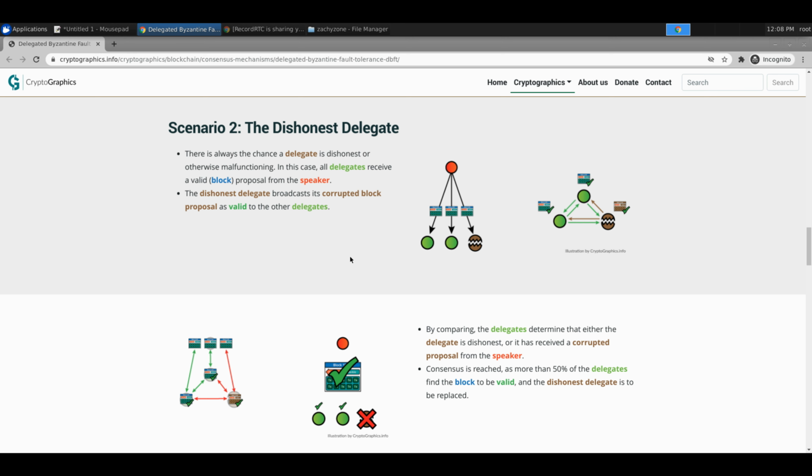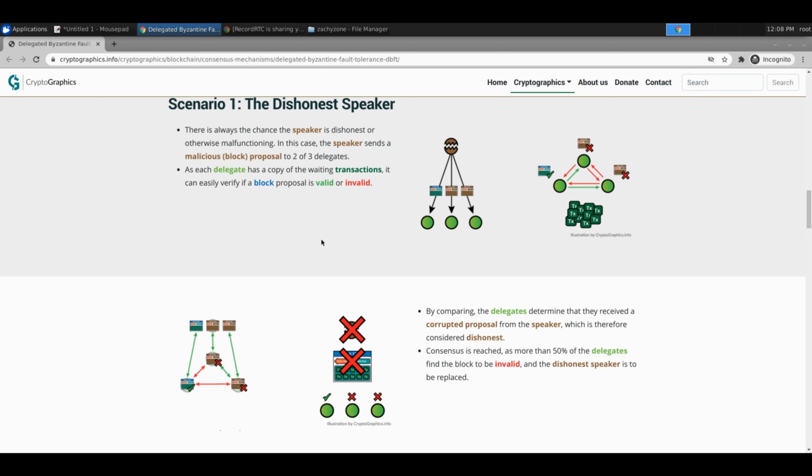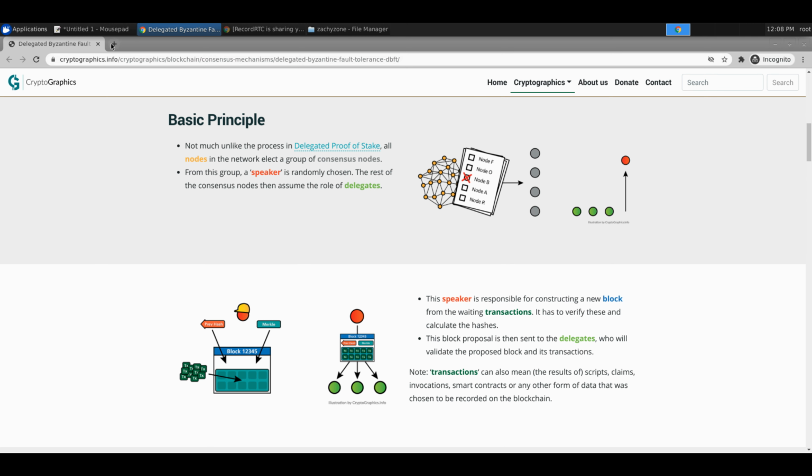If 67% agree, we move on. If 67% don't agree, we revote, we restart the round.